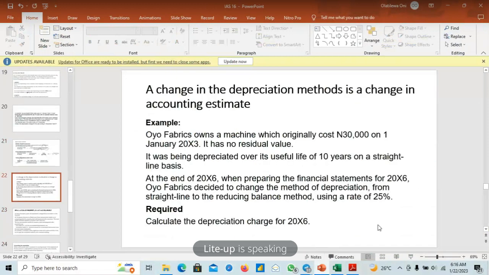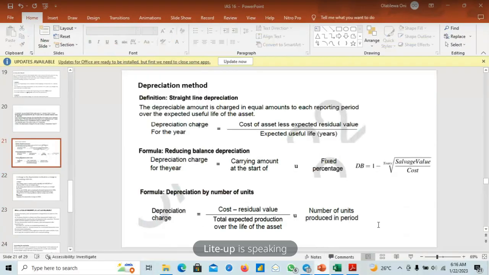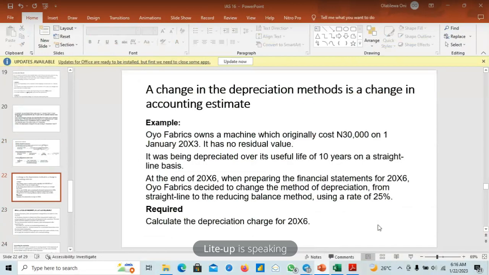Don't worry, maybe I'll look for some past questions later, if I can find any relating to residual value, reducing balance, or units produced, the quantity produced by an item. These are all depreciation methods that can be used.